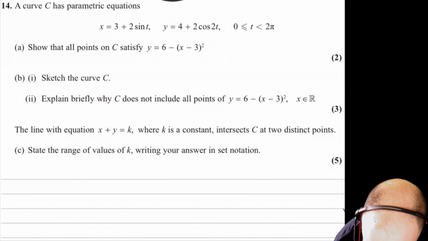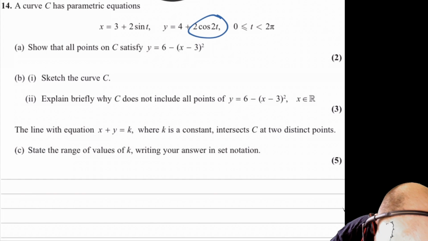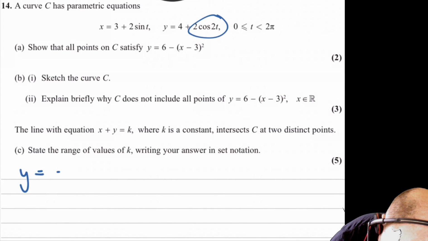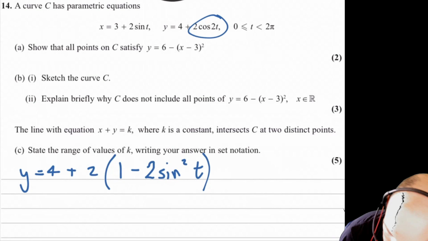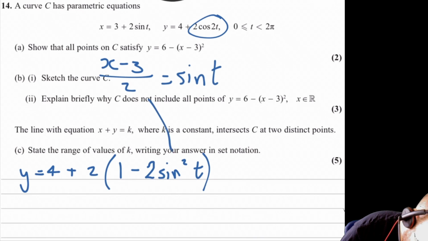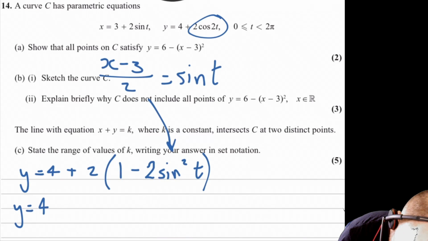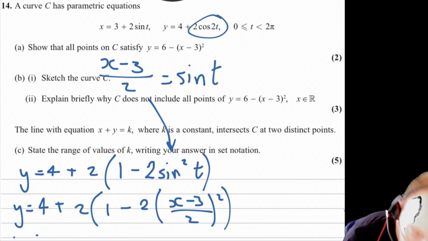Okay. Show all points satisfy this. So we need to find a Cartesian, and we're going to do that using the cos double angle formula. So I'm going to say y is 4 plus 2 times 1 minus 2 sine squared t. Going to rearrange the x one to get sine t. So x take 3 over 2 is sine t. We're going to put that in. So y equals 4 plus 2 times 1 minus 2 times x take 3 over 2 squared.